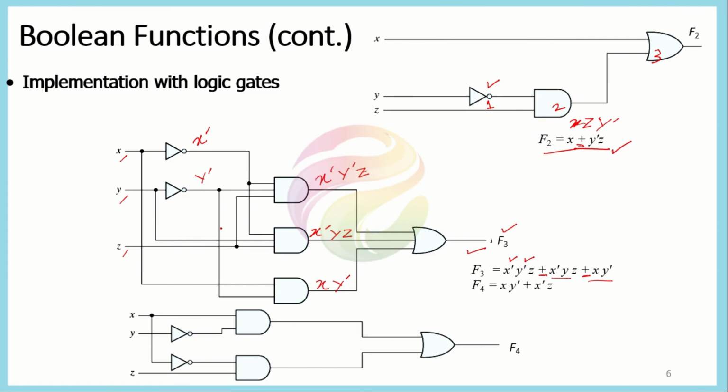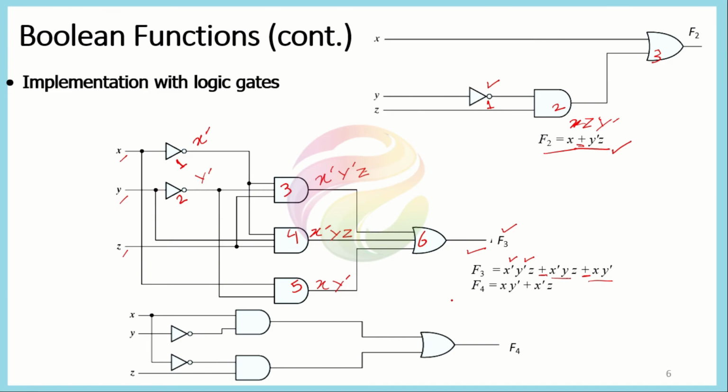So in this way, if you look at them, how many gates are involved? 1, 2, 3, 4, 5, 6. So we needed a total of 6 logic gates to perform this operation of the function equivalent to function f3.